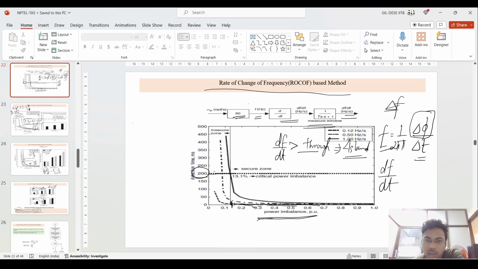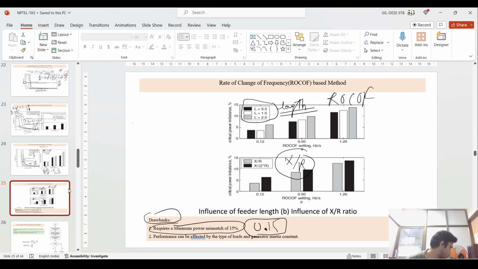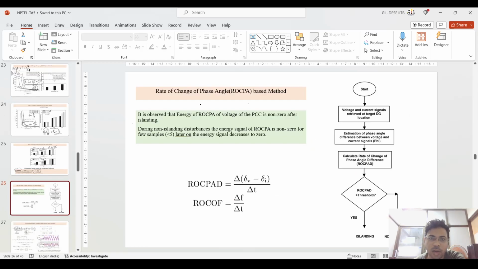If you see from this figure also, after 0.5 second, it tries to figure out how this ROCOV is changing. This ROCOV based method is determining whether this is an islanding situation or not.